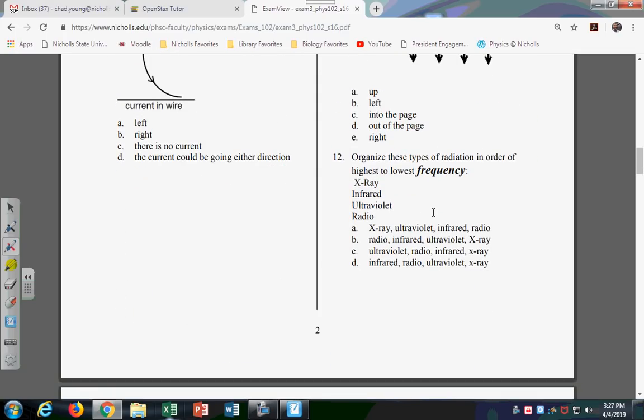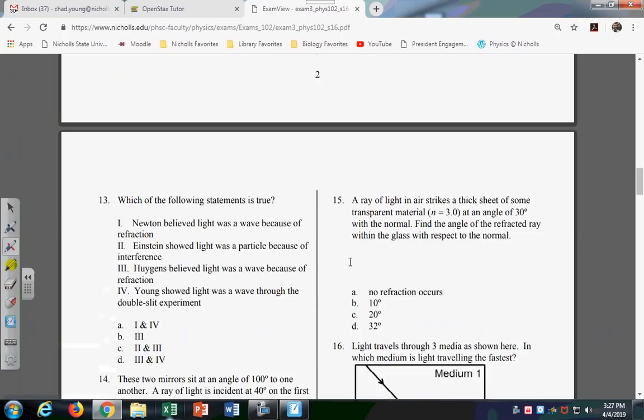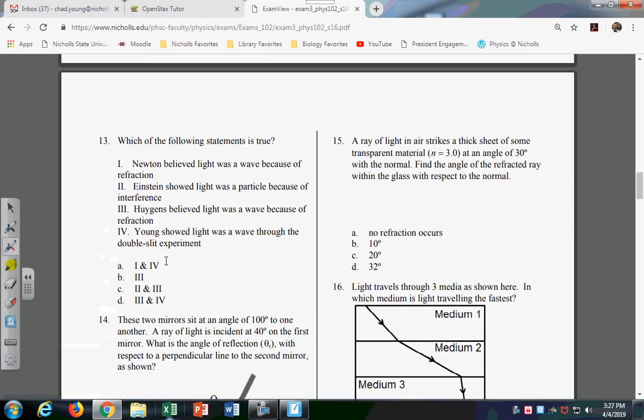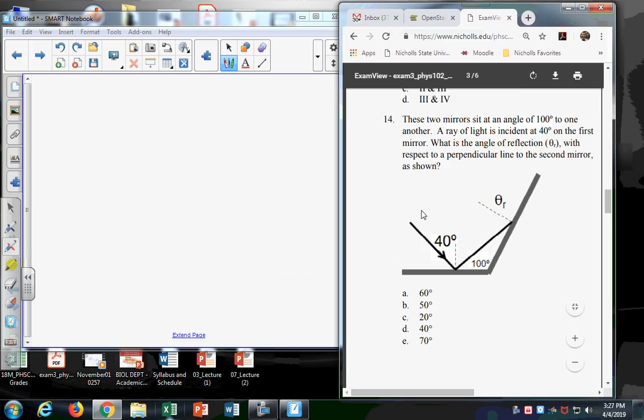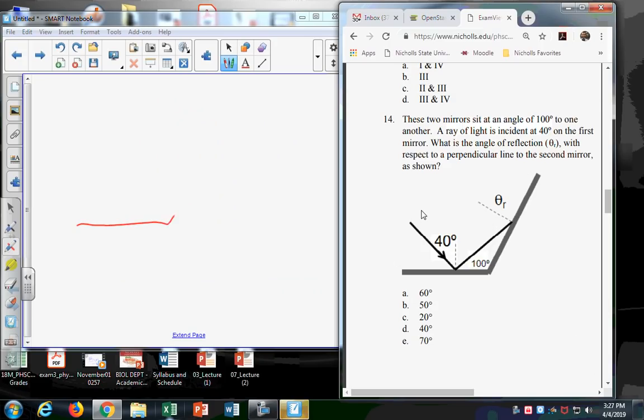And then moving into chapter 6, know your electromagnetic spectrum, know your history of light, know your reflection. You will see a problem like this. Number 14? Sure. So with number 14, I have a light ray that comes in at 40 degrees, and then it reflects at 40 degrees. So I know this angle has to be 50 degrees because this is a right angle right here. And so those two angles have to add up to equal 90.